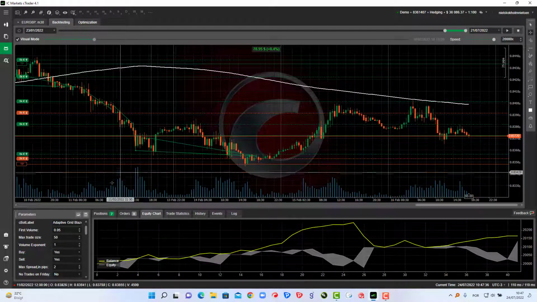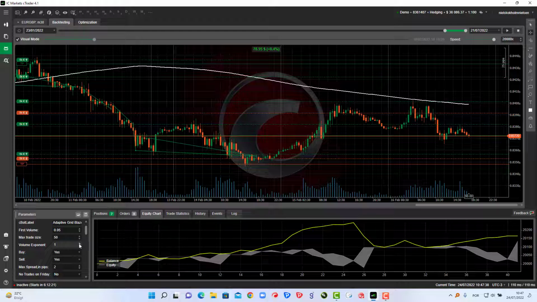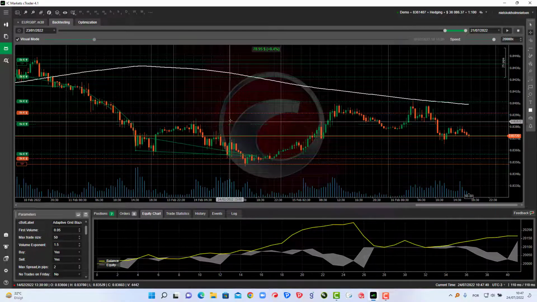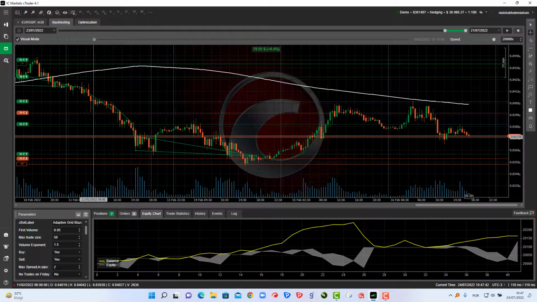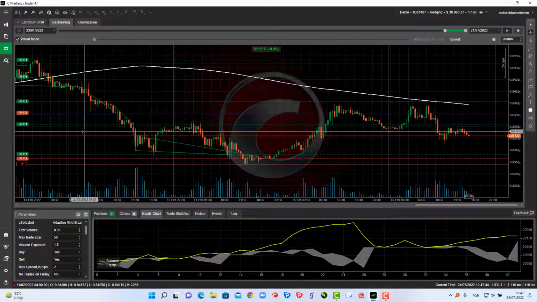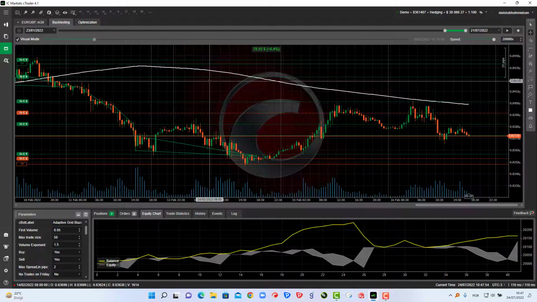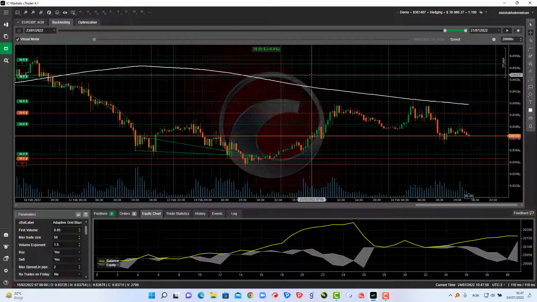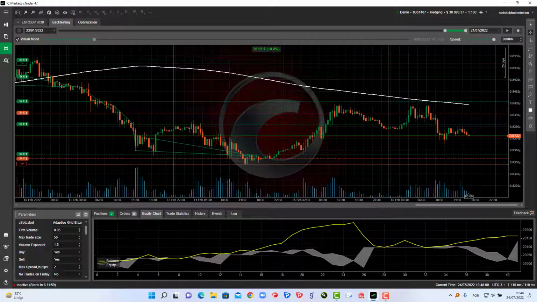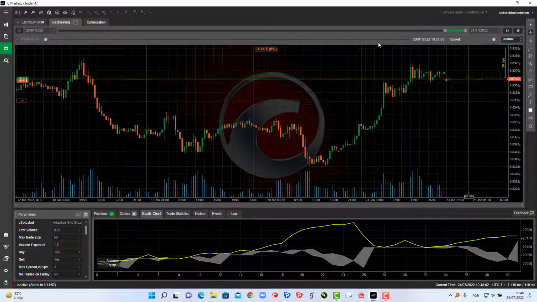We're now going to bump up the volume exponent just to see what happens to the trading behavior. So what we expect now is that as prices go up, the initial position size of 5K will be multiplied by 1.5 on the second trade, then again by 1.5, then again by 1.5. And our expectation is that we need less retracement now to exit with profit. Let's see how that plays out by running the backtest again.